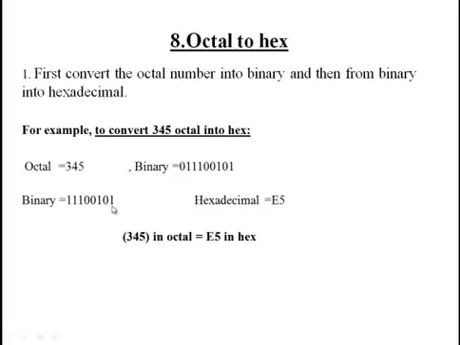We start from the right and make groups of 4 bits. The first group is 0101, which in hex is equal to 5, and the next group is 1110, which in hex is equal to E. So the hex equivalent will be E5.